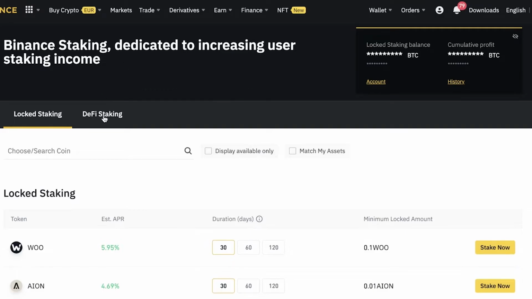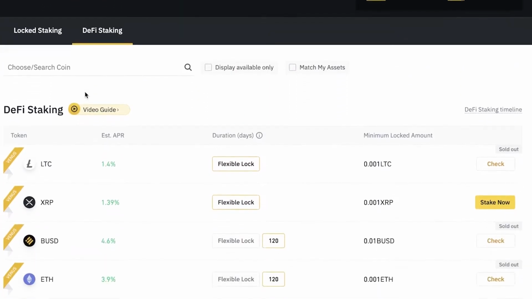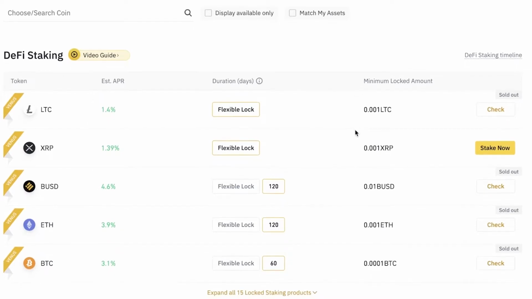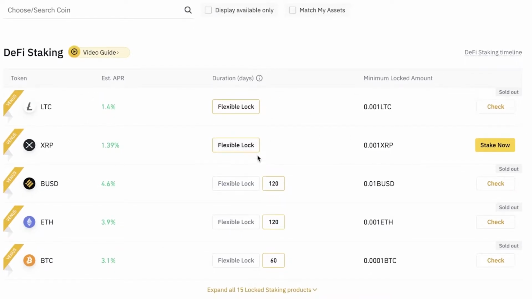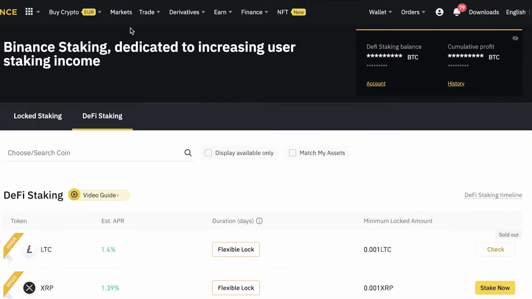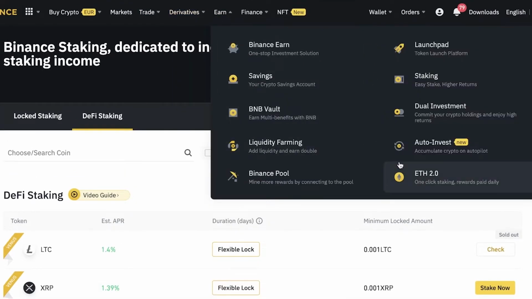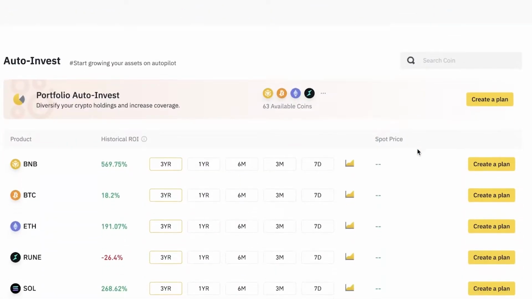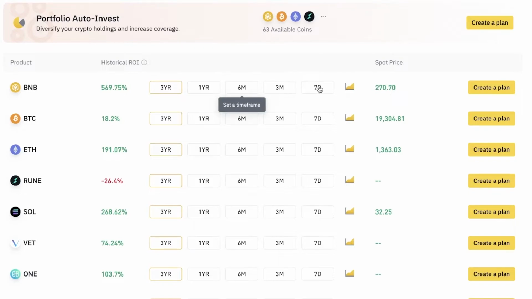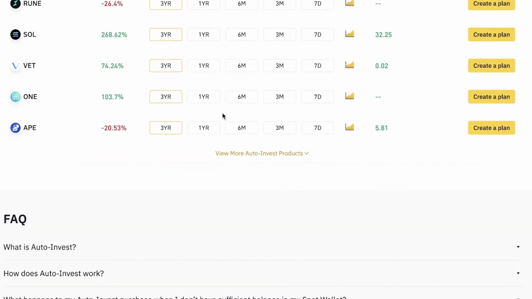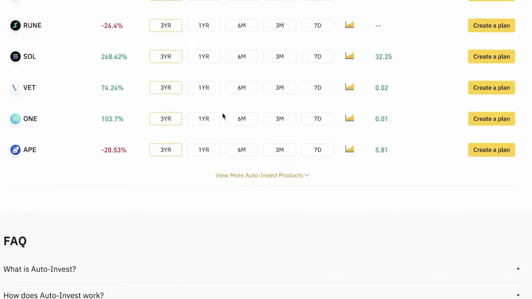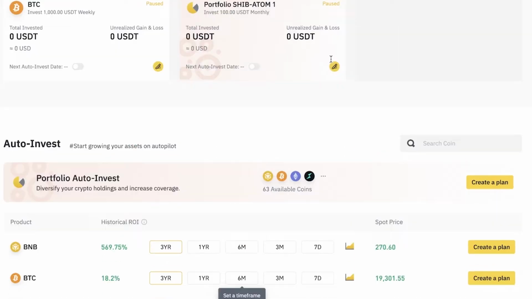And then you also have DeFi staking as well, where you provide finances to the smart contract, where you can choose a flexible lock or a specific locked day. Then you also have Ethereum staking as well as Binance auto invest features, where you can auto invest in a certain token. You can choose upwards of 7 days to 3 years to invest in a certain token as well. And this will enable you to simply multiply your crypto earnings or to simply accumulate a diverse portfolio in crypto.